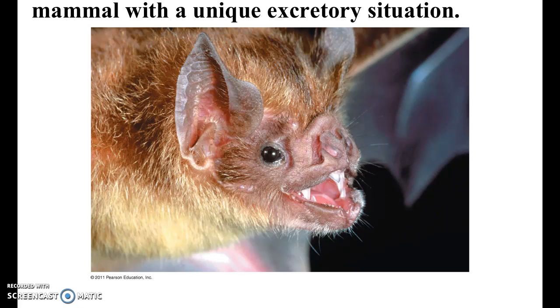This is basically a vampire bat. The vampire bat has a very, very unique excretory system. Its food essentially is blood. So the vampire bat has these little fangs. It latches on, and its blood is essentially mammal blood.